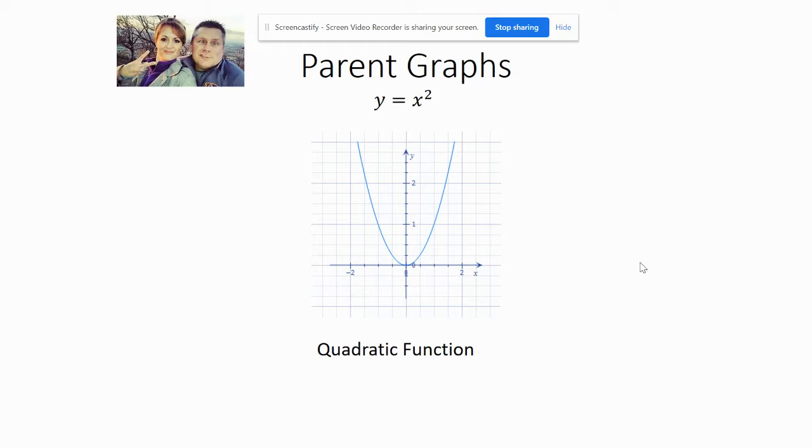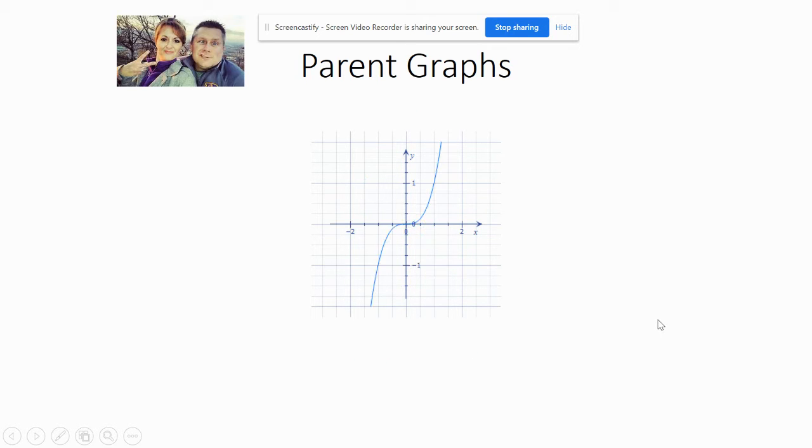Ooh, quadratic. This is the one everybody forgets. Quadratic function. Think 1 times 1 is 1, yet negative 1 times negative 1 is also 1. So it's a quadratic function. Oh, I like this one. This is the cubic. 1 times 1 times 1 is 1, but negative 1 times negative 1 times negative 1 is negative 1.